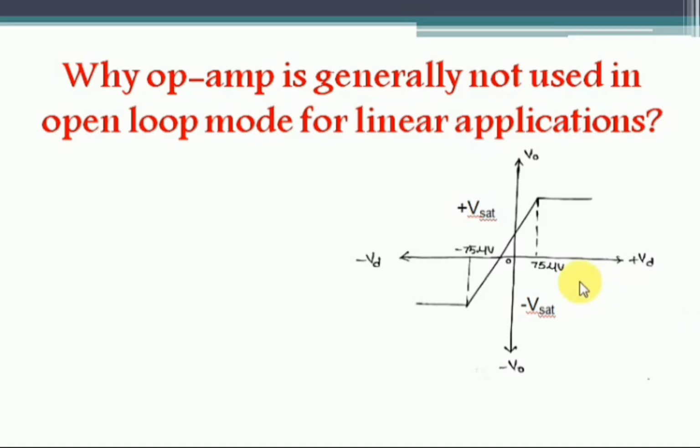So if you want to use the op amp for linear applications in the open loop mode, then we have to make sure that the input voltages applied at the inputs of the operational amplifier are in terms of microvolts. Only in that case will the op amp work in linear mode. Now the other drawbacks of why it is not used for linear applications, we are going to see now.